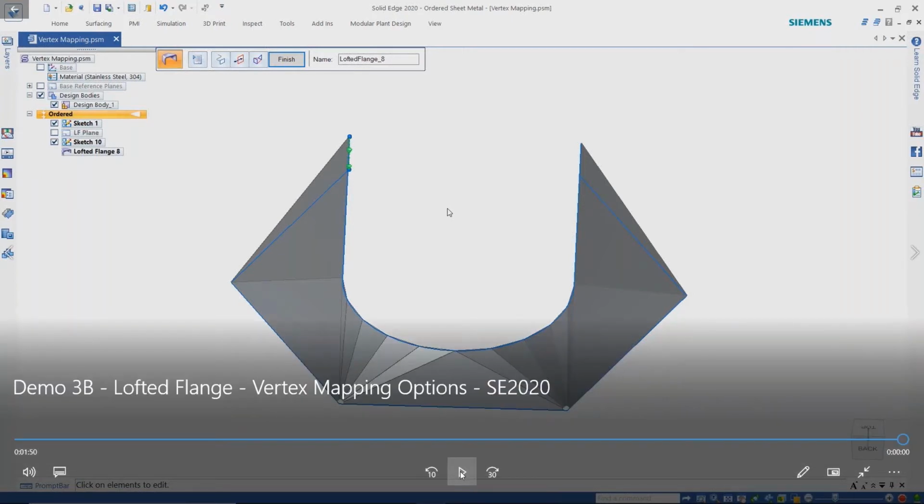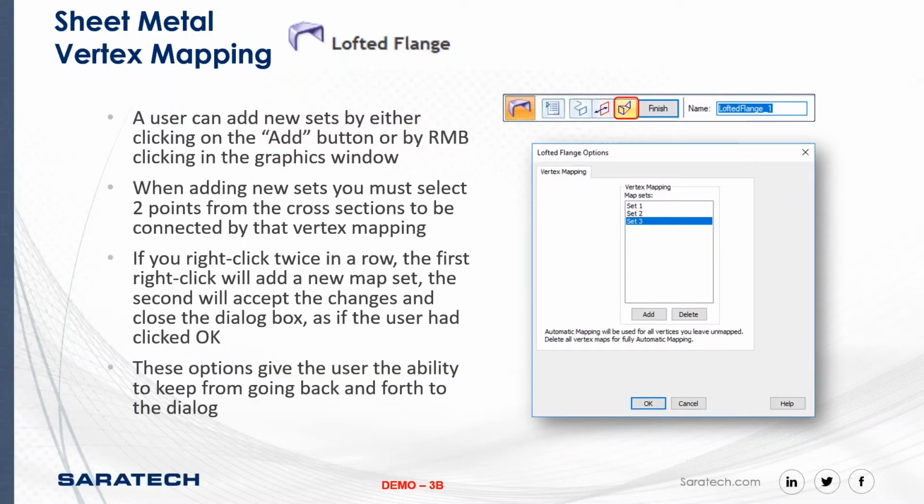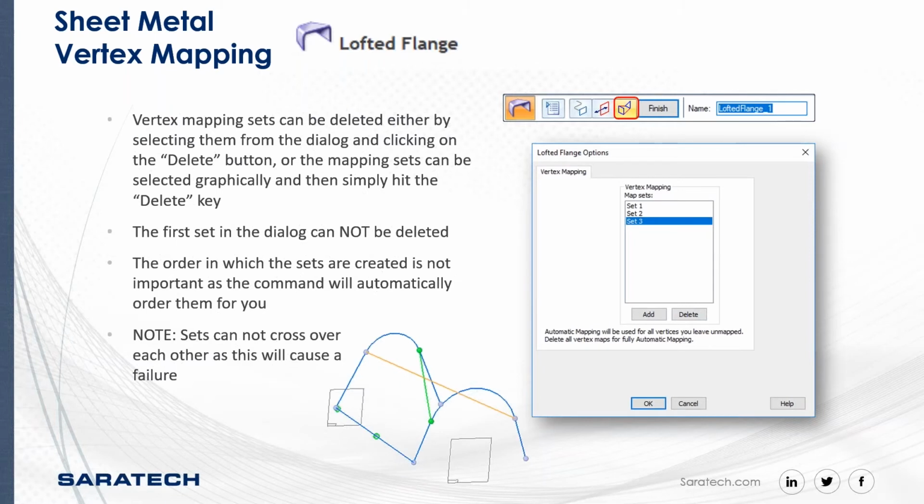All right, so you get the idea. So now what he's talking about, the vertex mapping sets can be deleted either by selecting them from the dialog or clicking on the delete button. So you can see during the video, he actually can select the delete button.